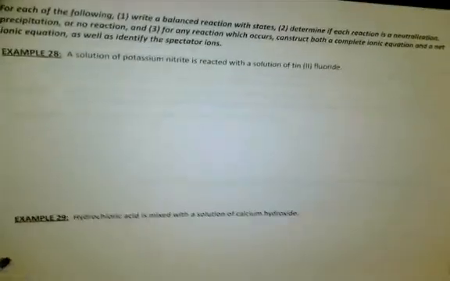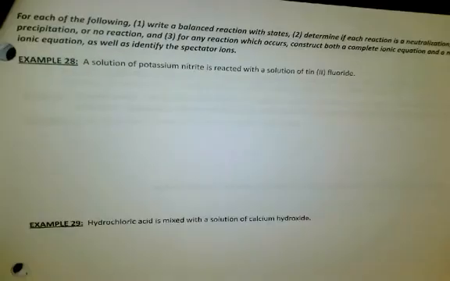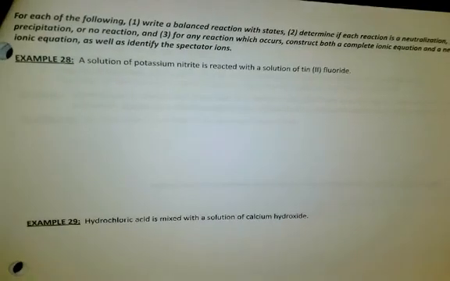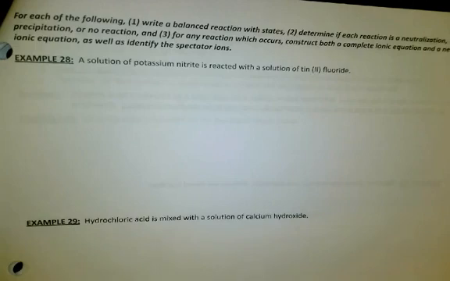It says, for each of the following, write a balanced reaction with states. Determine if each reaction is a neutralization, precipitation, or no reaction. And for any reaction which occurs, construct both a complete and net ionic equation, as well as identify the spectator ions. Okay? So, let's look at this.